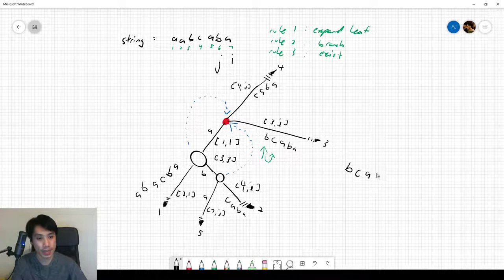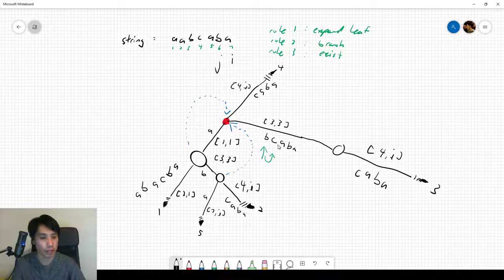B, C, A, B, no, there's no B, right? So it's going to branch over here. So it will be C, A, B, A, C, A, B, A. Draw the one here. This is 3, right, which is the same. So here, instead of 3i, it's going to be 3, 3. And here is going to be 4i. And this is where I will branch, and this is what I'm going to see.